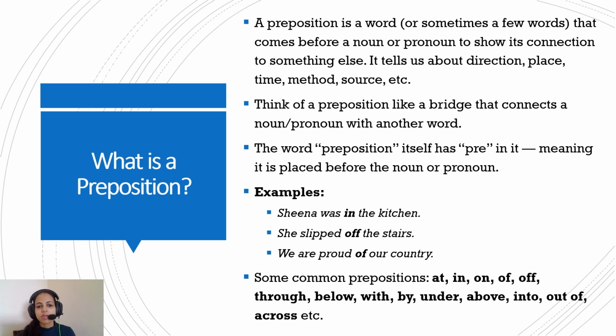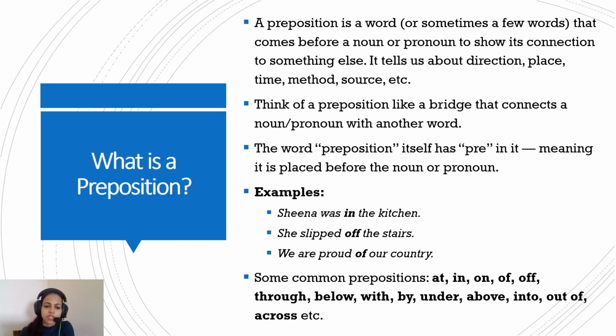Now, prepositions may be defined as a word or a group of words that comes before a noun or a pronoun to show its connection to something else. It may tell you about the direction, about the place, time, method, or source. So the word pre before the term preposition itself shows that it is placed before something. So it's placed before a noun or a pronoun to show its connection to the object. So you can think of it like a bridge. It connects a noun or a pronoun to other words.